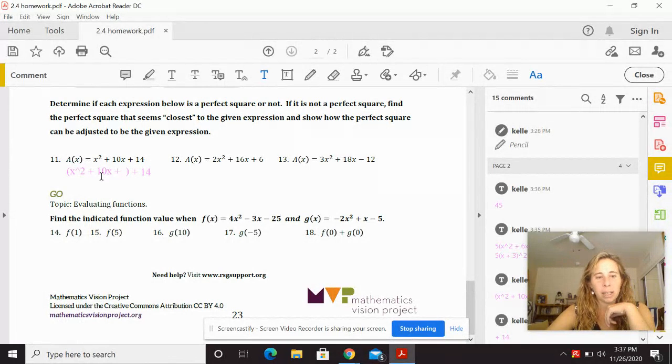So I'm going to divide this term by 2, and I'm going to square it. So 10 divided by 2 is 5, squared is 25.